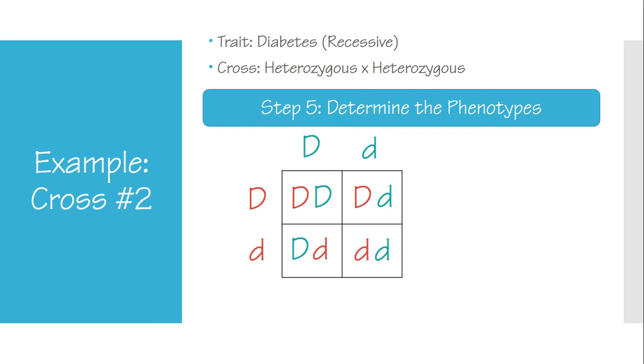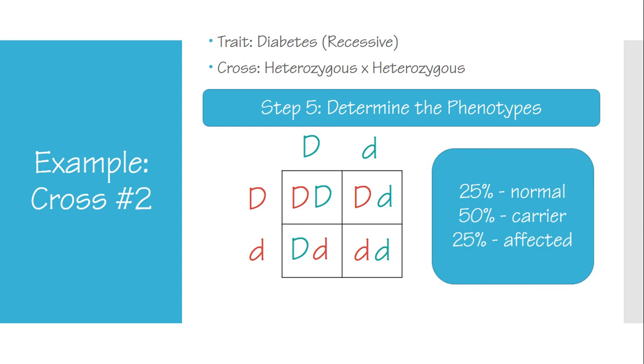Since diabetes is recessive, the only organism on here that would show the diabetes would be the homozygous recessive at the bottom. The one that is heterozygous would be considered a carrier, and if you're homozygous dominant, you're going to be normal. So I have 1/4 or 25% is normal. I have 50% is a carrier, so heterozygous, and then 25% is affected or homozygous recessive. So I hope that was helpful.